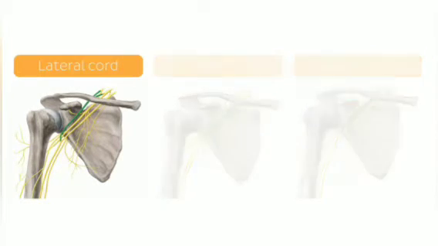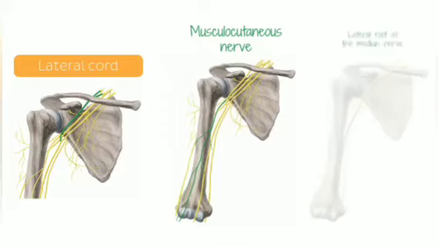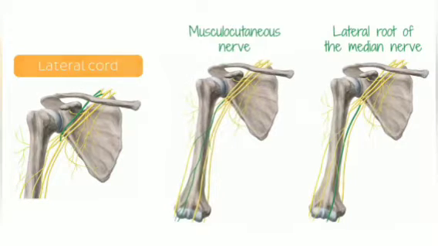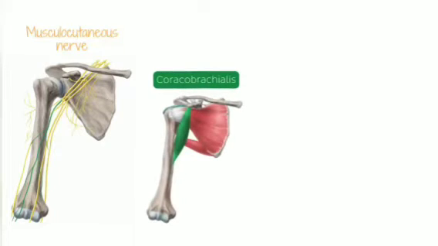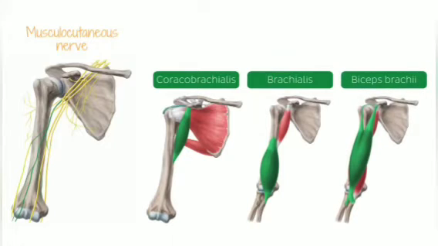Just a quick list here: on the lateral cord, if you remember from the first list that we looked at, we're going to be talking about the musculocutaneous nerve that is seen highlighted on this image. And also the lateral root of the median nerve comes from the lateral cord of the brachial plexus. Now a few words on the musculocutaneous nerve. This nerve innervates the following muscles: the coracobrachialis, the brachialis, and the biceps brachii.